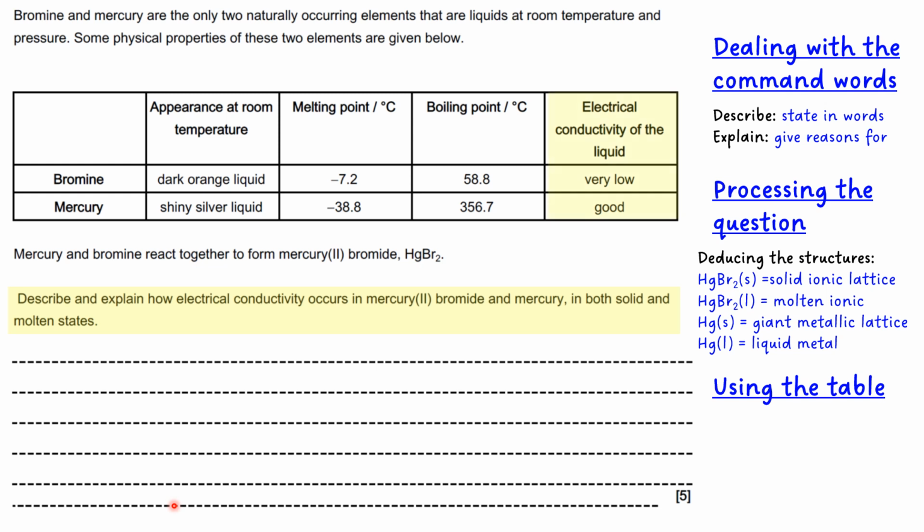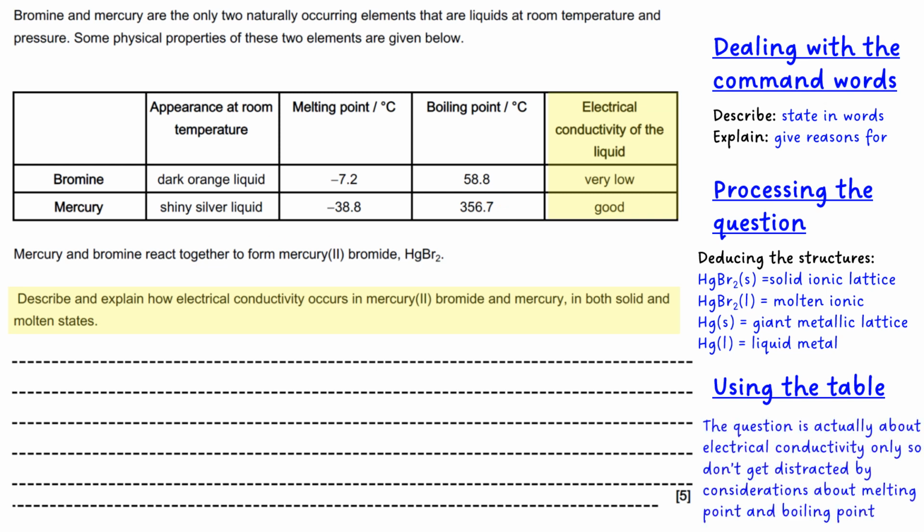Then you have a look at the table. You need to be a little bit careful. There's some data here that you don't really need. Because you're just talking about electrical conductivity, they don't mention melting point or boiling point, so try not to get distracted by the extra information the table gives you.